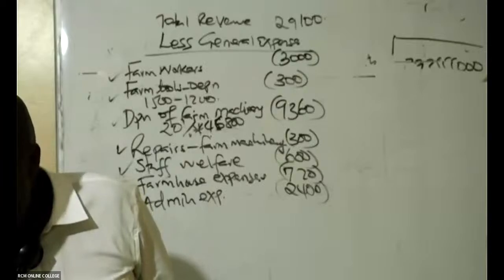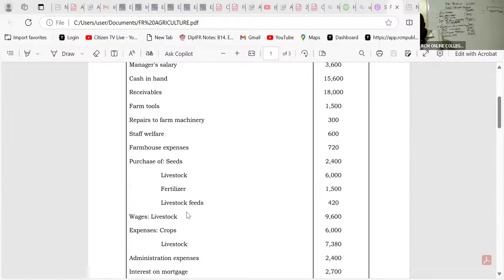Apart from administration expenses, what else do we have here, my friends? We have interest on mortgage. Interest on mortgage, of course, is a common thing. It is 2,700, and it is deductible.